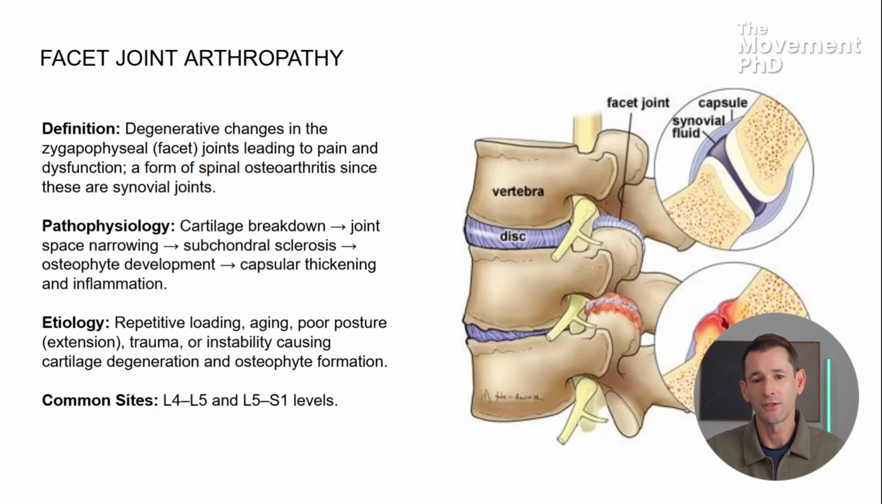Let's talk a little bit about that facet joint arthropathy. Because those facet joints are a synovial joint, a facet joint arthropathy is an example of osteoarthritis. So basically, we get a breakdown of that cartilage faster than we can maintain it, and over time, those degenerative changes cause inflammation, cause impingement of those nerve roots. Most common site, L4, L5, L5, S1. Why those two levels? Because they're the area under the greatest load.